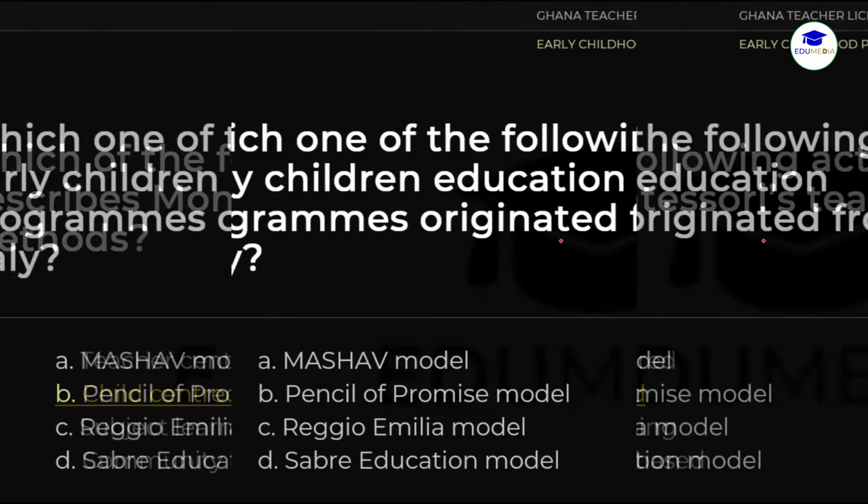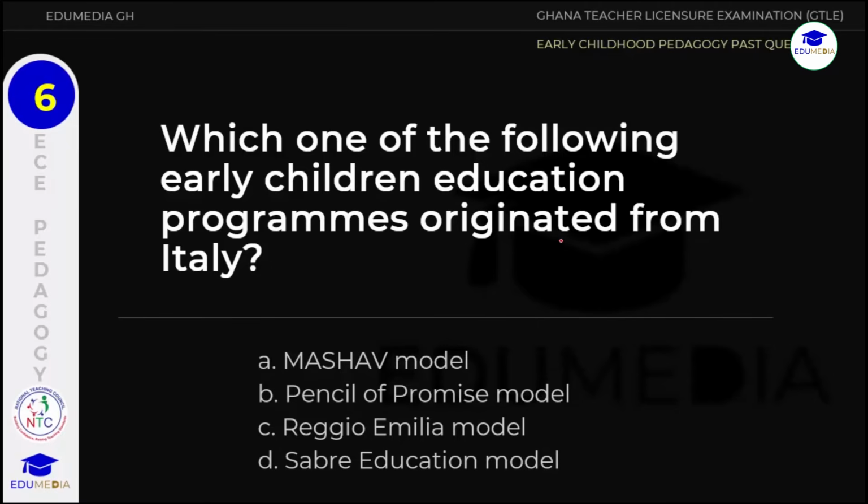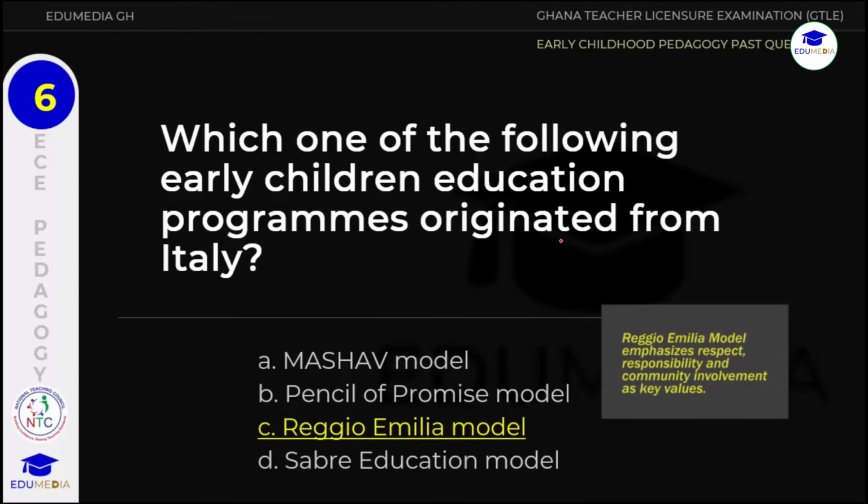Question number 6. Which one of the following early childhood education programs originated from Italy? The possible answers are Sharp model, Pencil of Promise model, Reggio Emilia model, and the Sacred education model. The correct answer is C, Reggio Emilia model.